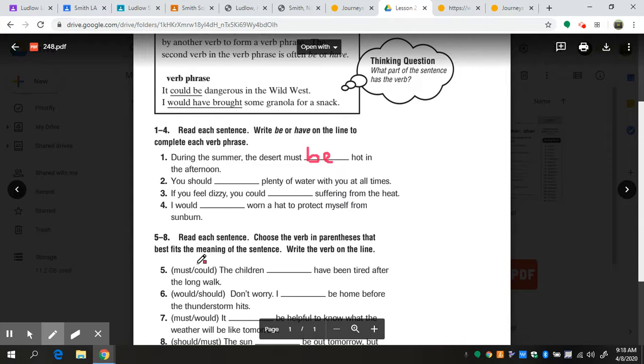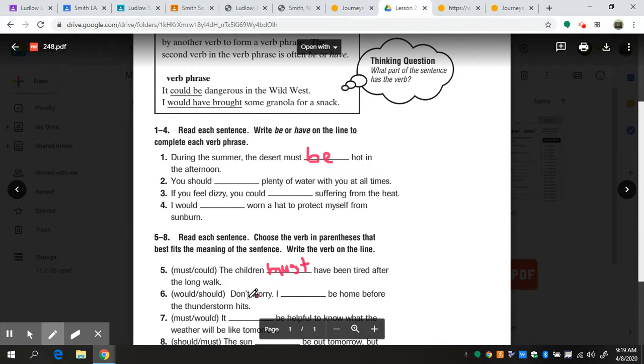Must have, could have, but you need to ask yourself, what is the context of this sentence? We are trying to tell our reader that the children are definitely tired. So must indicates that they are definitely tired, whereas could doesn't really clarify that. So for number 6, the answer is must. Or for number 5, rather. Now let's look at number 6.